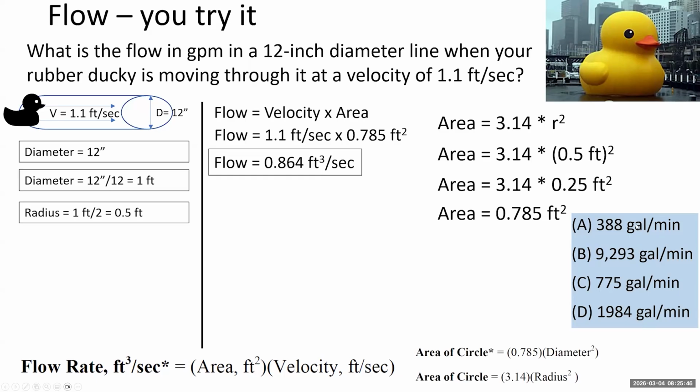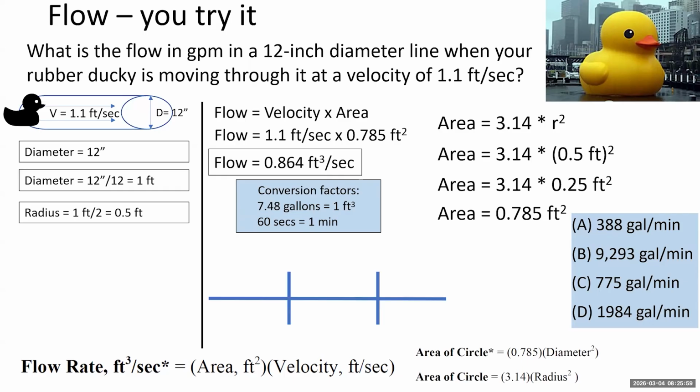Why is that? That's the units. So we've got to take a look at the units and do some unit conversions. So we're going to look at our conversion factors, 7.48 gallons in a cubic foot and 60 seconds in a minute. And we're going to use those to do that exact same conversion.